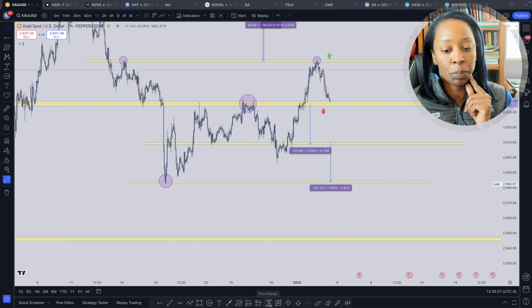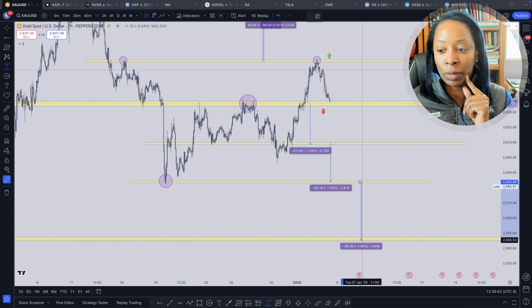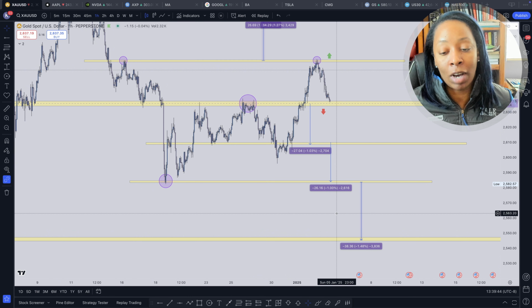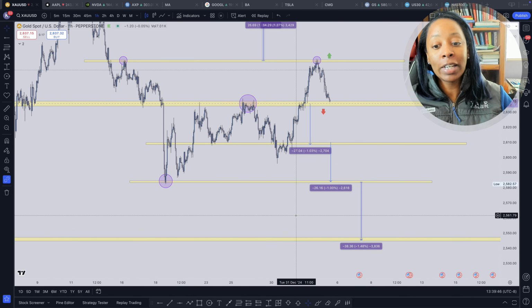So if it was to break this low over here, then the thing that it could possibly do is go all the way down here to 25.45. And then of course, if it continues to go down, then you would just track the price down. At least that's what I plan on doing for my trading. But I believe that this is a really good area.